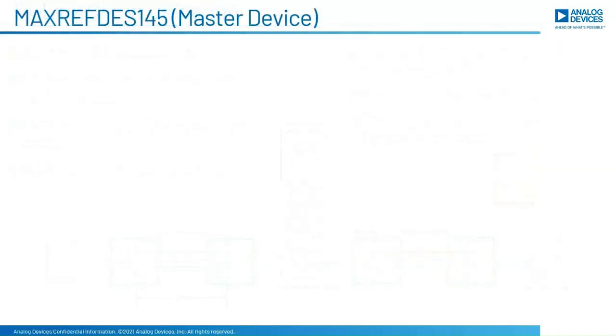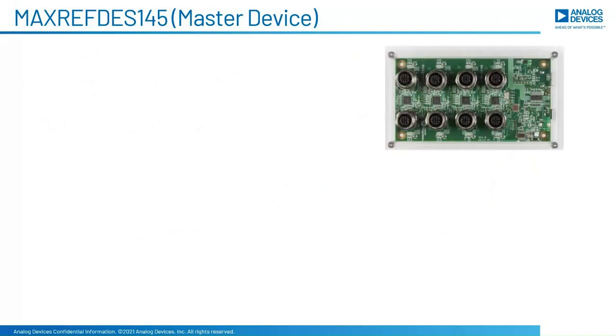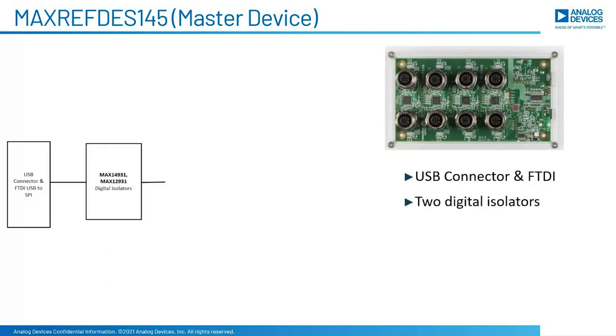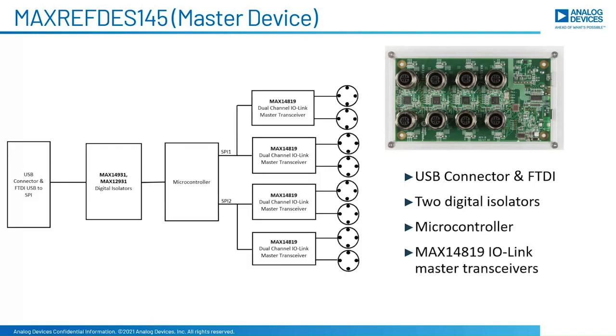For this demo, I have with me MAXREFDES145, an 8-channel IO-Link master reference design. This design consists of a USB connector for PC interface and FTDI for USB to SPI conversion. It has two digital isolators for the SPI interface, a microcontroller, and four MAX14819 dual channel IO-Link master transceivers. It allows for simultaneous testing of 8 different sensors or actuators. It has a 24 volt power connector for power supply.